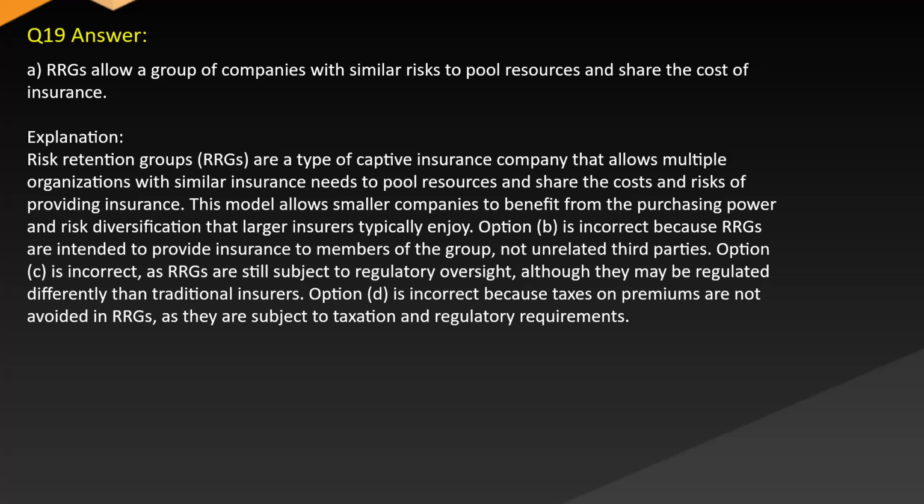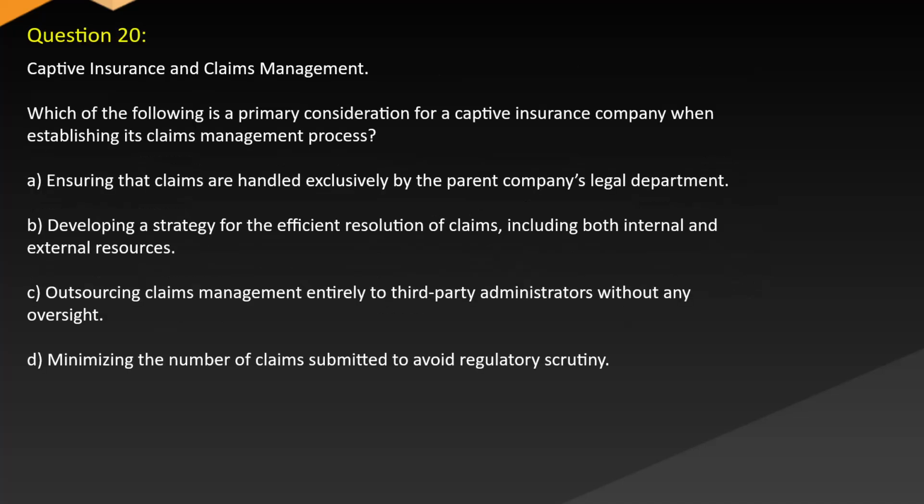Option B is incorrect because RRGs are intended to provide insurance to members of the group, not unrelated third parties. Option C is incorrect, as RRGs are still subject to regulatory oversight, although they may be regulated differently than traditional insurers. Option D is incorrect, because taxes on premiums are not avoided by RRGs, as they are subject to taxation and regulatory requirements. Question 20. Captive insurance and claims management.